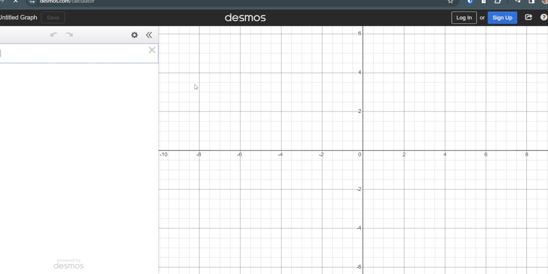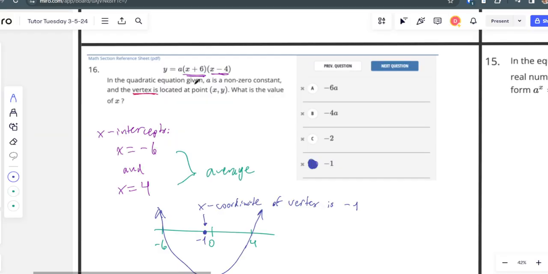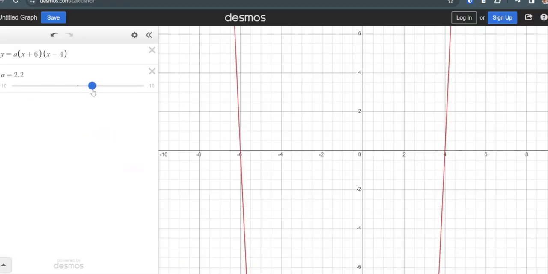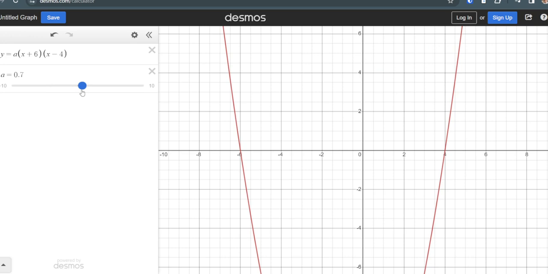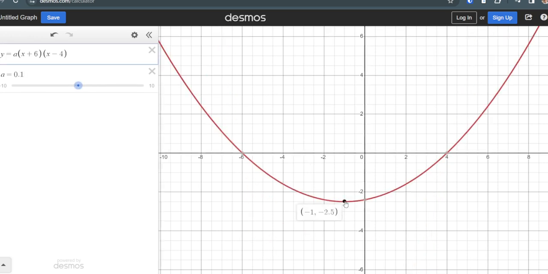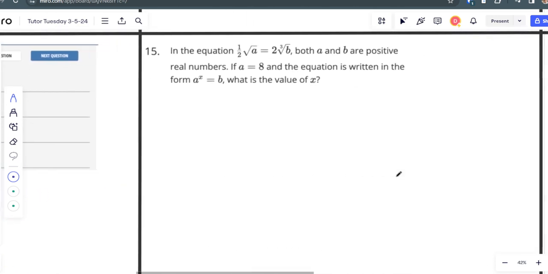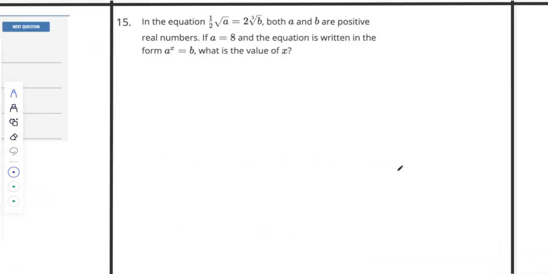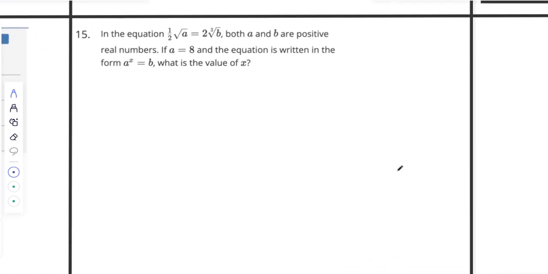So something like y equals a(x + 6)(x - 4). You can put in whatever value for a, it doesn't really matter, because the vertex is going to be right here at negative 1. So let's move on to the next one.